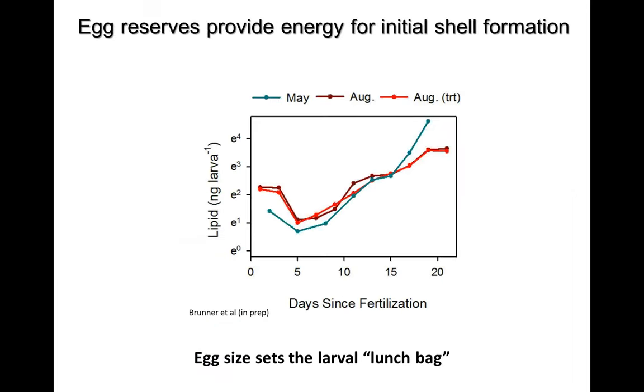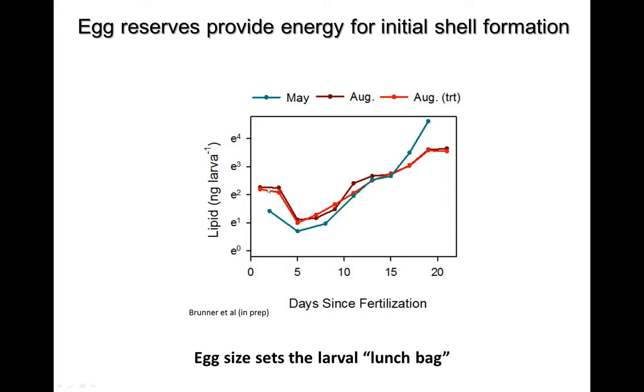And so here are data from the three different cohorts. This is days since fertilization on the x-axis, and lipids in nanograms per larva on the y, and this is just in a natural log scale. And what you'll notice is that in all cohorts there's a low at about 5 days or so, and then this rebounds and comes back up again as they're preparing for metamorphosis.